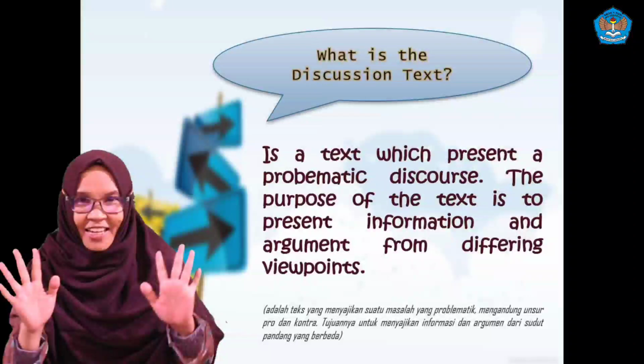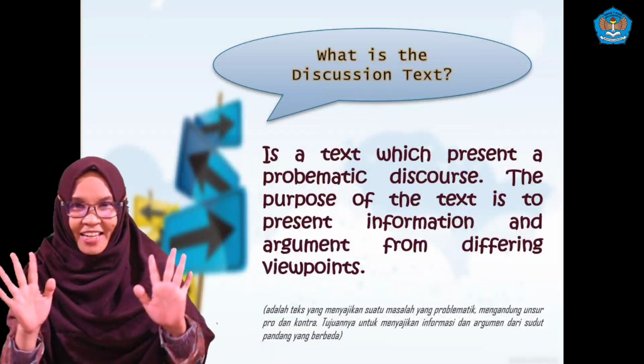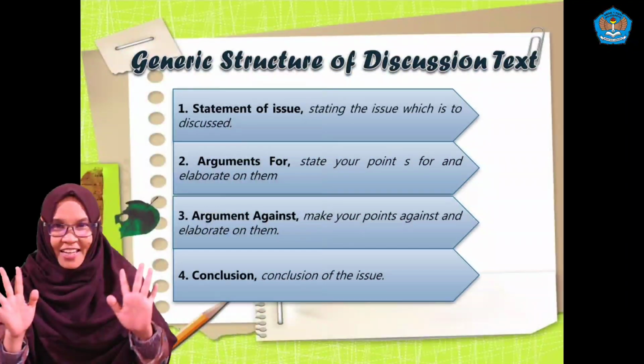Yes, discussion text is a text which presents a problematic discourse. The purpose of the text is to present information and arguments from different viewpoints. So again, we are talking about one kind of text that tells us about the problematic discourse. What is the problematic discourse? Okay, let's see the detailed explanation.